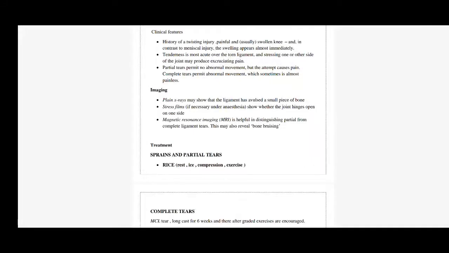Imaging for acute ligamentous injury begins with the plain X-ray, which may show the ligament avulsed with a small piece of bone, like in LCL injury, where the avulsion of the lateral tibia or part of the fibula is called Segond fracture. On stress film, sometimes under anesthesia if painful, we see whether the joint hinges open on one side. Lastly, the MRI is helpful. It has high specificity and sensitivity for partial or complete tear of either MCL or LCL, and the standard is for ACL.